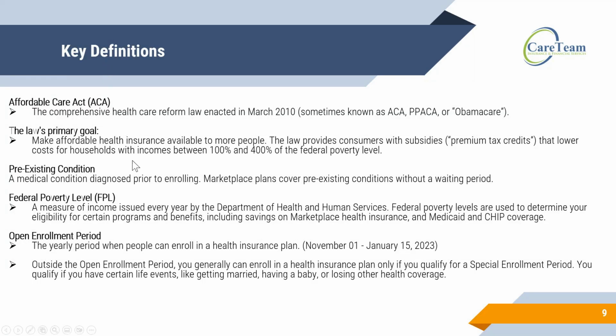So here are some key definitions. The Affordable Care Act is the comprehensive healthcare reform law that was established in March of 2010. Sometimes it's known as ACA, PPACA, or Obamacare. The law's primary goal is to make affordable health insurance available to more people. The law provides consumers with subsidies, known as premium tax credits, that lower costs for households with incomes between 100% and 400% of the federal poverty level.